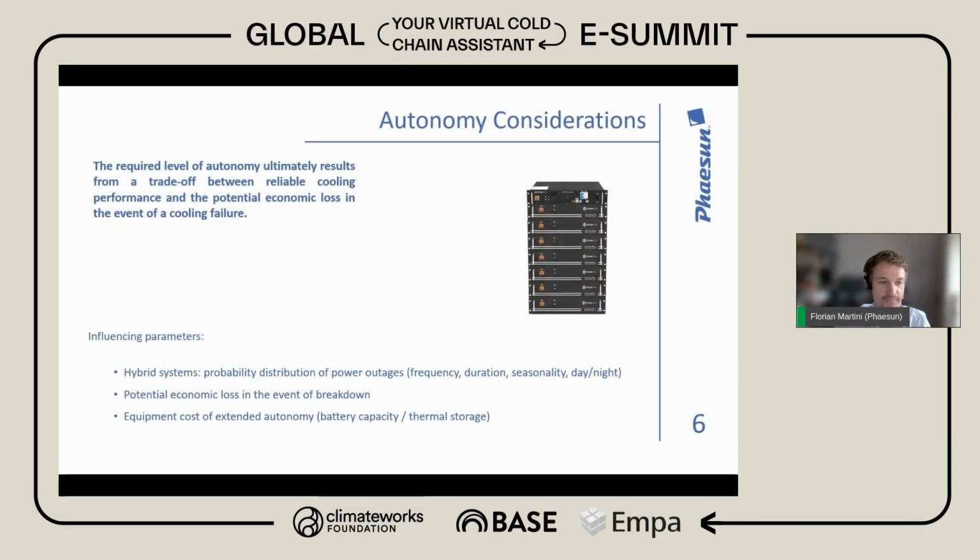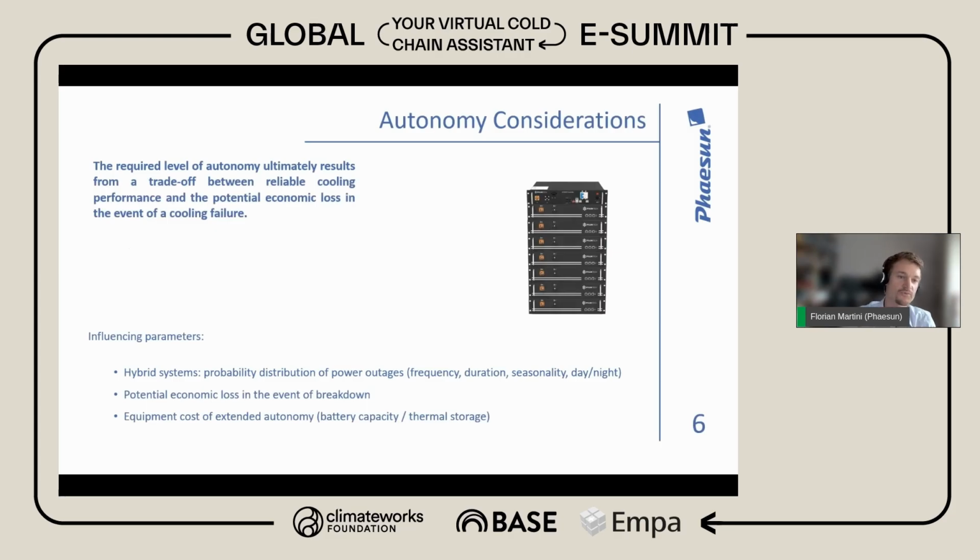Second thing is you have to understand the potential economic loss in the event of the cold room getting warm. So how much produce would you have as a maximum in the cold room? What is the value of the produce in the cold room? And what would be then the loss if the cold room gets warm for 24 hours? Having this number, you have to compare it with the additional equipment costs of an extended autonomy, meaning how much would it cost to increase the autonomy by adding battery capacity or adding thermal energy storage? And then you can compare the two costs with each other. And having all these numbers, you can then define the optimum autonomy for your specific cold room.